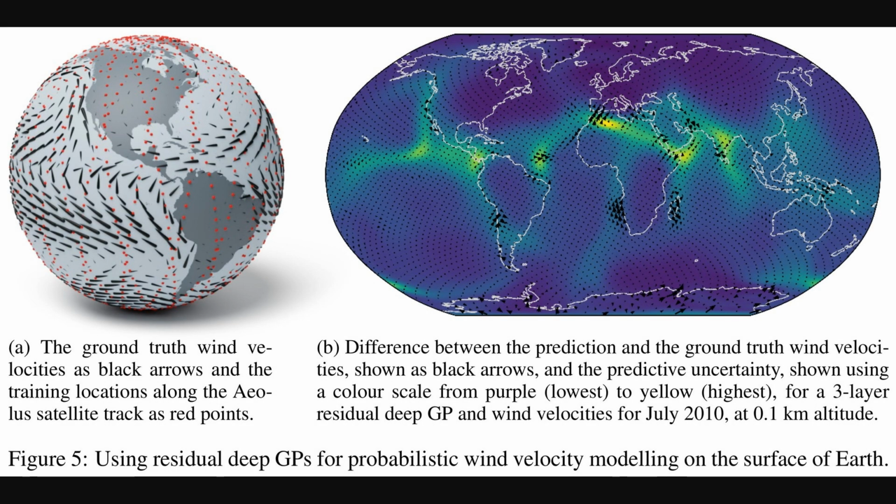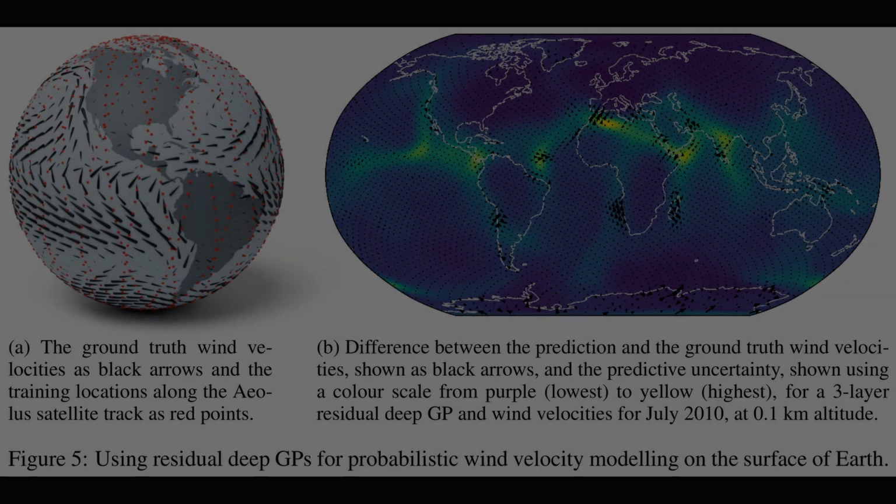Alright, so moving beyond synthetic benchmarks and optimization, this figure demonstrates a real-world application, modeling wind velocity on Earth. Part A shows the ground truth wind vectors and the sparse training data locations from a satellite track. Then, Part B visualizes the model's performance, showing the difference between prediction and truth as arrows, and importantly, the predictive uncertainty as a color map. This highlights the model's ability to handle complex, real-world manifold data.